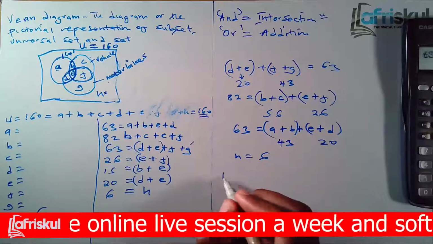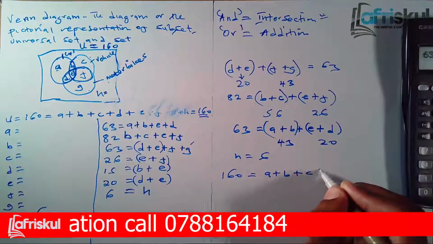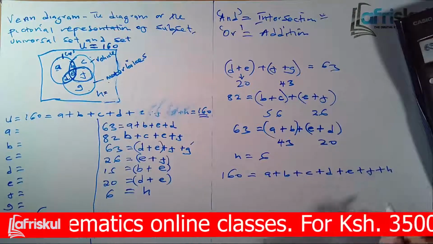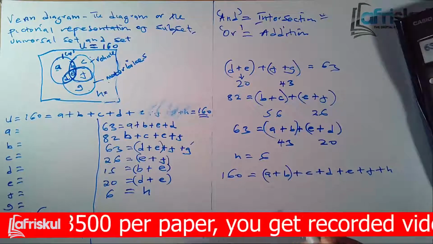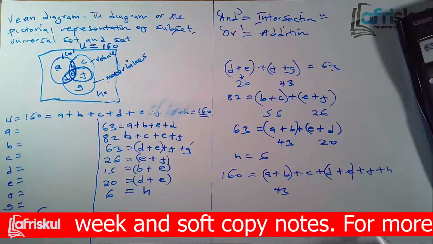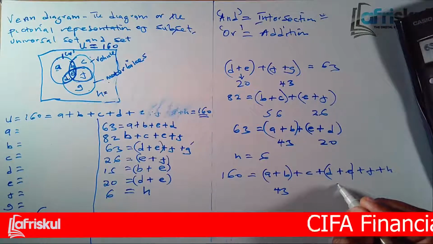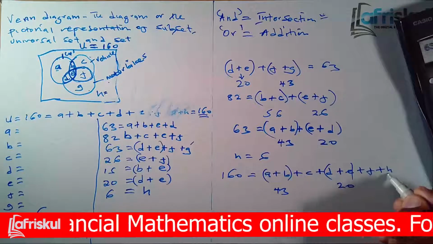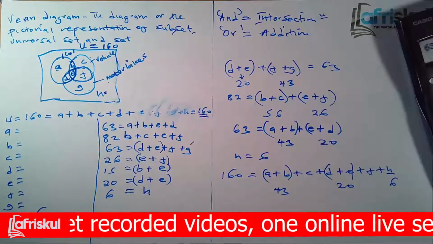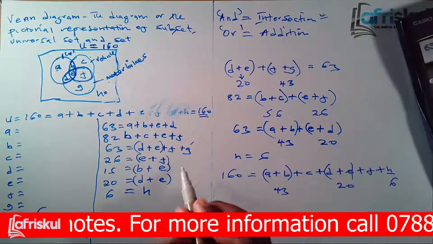Therefore, our total is 160, which equals A plus B plus C plus D plus E plus F plus G plus H, and we have A and B as 43, D and E as 20, and H as 6. Therefore, we have a few unknowns here which we need to tackle.